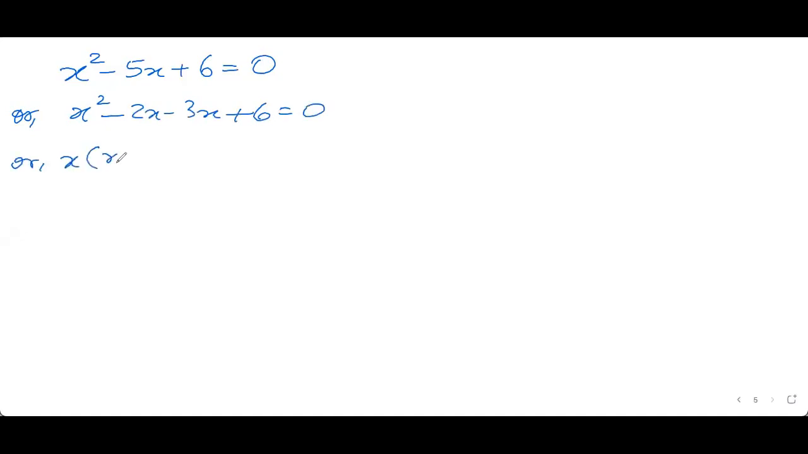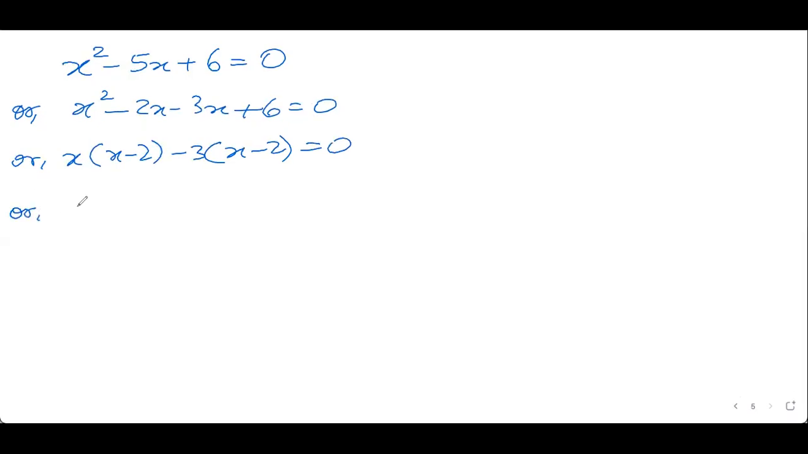x is common, x minus 2; minus 3 is common, x minus 2 equals to 0. x minus 2 is common. x minus 3 is what is remaining, equals to 0. Now, if x minus 2 is 0, x equals to 2. If x minus 3 is 0, x equals to 3.